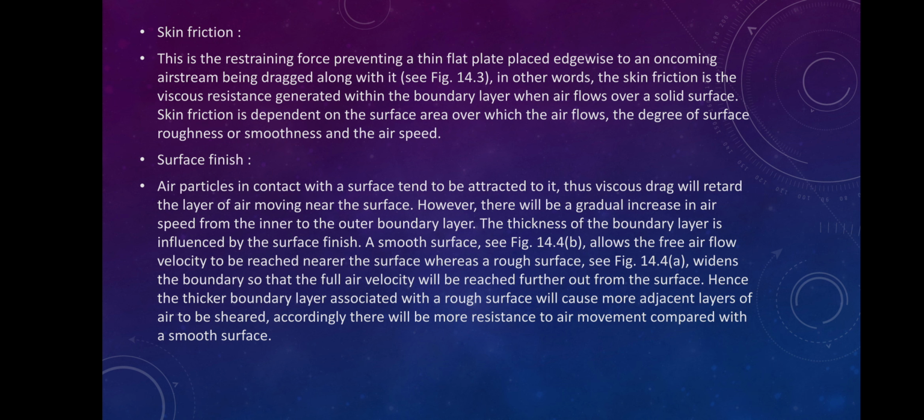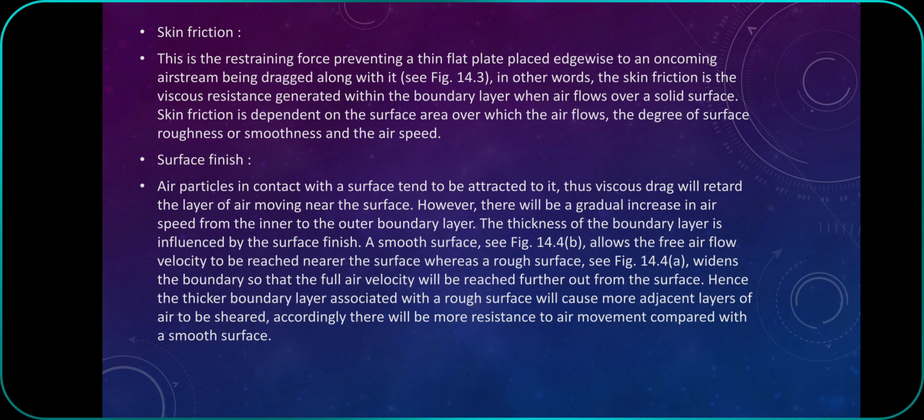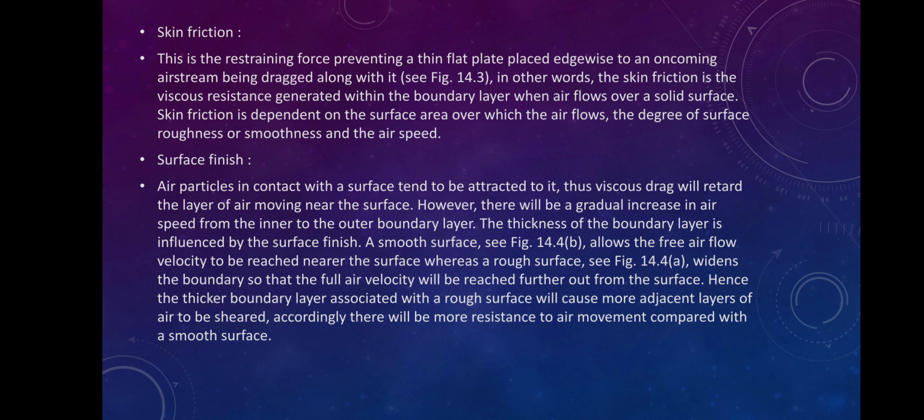A smooth surface allows the free airflow velocity to be reached nearer the surface, whereas a rough surface widens the boundary so that the full air velocity will be reached further out from the surface. Hence, the thicker boundary layer associated with a rough surface will cause more adjacent layers of air to be sheared. Accordingly, there will be more resistance to air movement compared with a smoother surface.